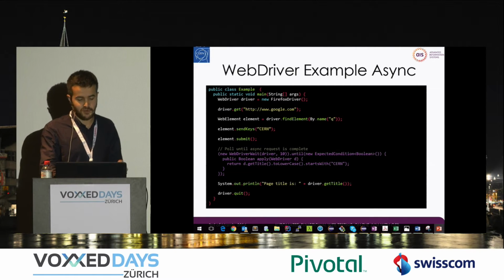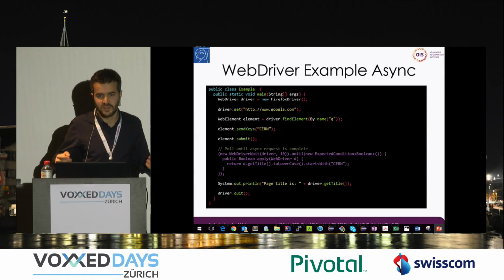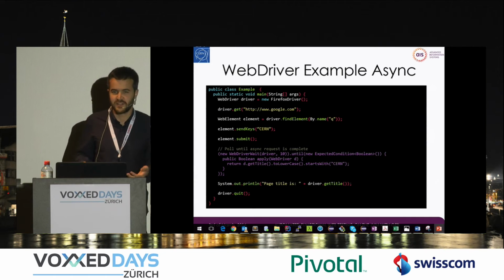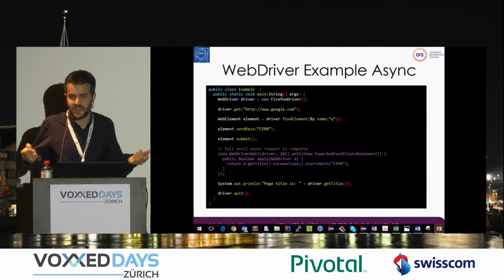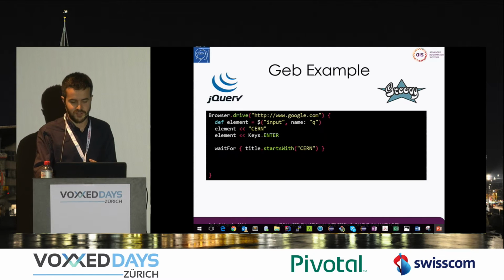So for example, even for finding elements, you do driver find element by name Q. It's a nice sort of DSL, but it's not quite as nice as jQuery, right? In jQuery, you just type $Q, and then you get the elements. So that's what JEB was trying to introduce here.